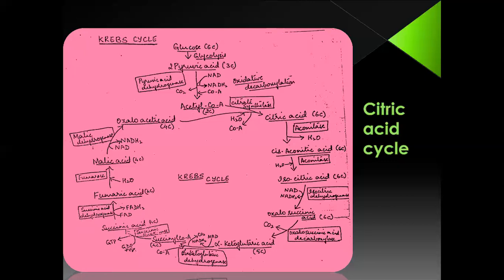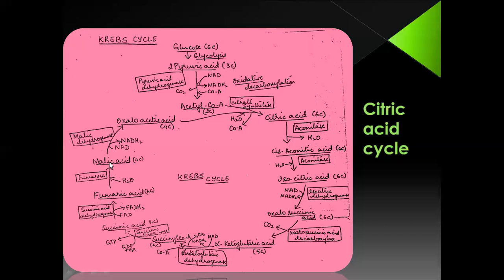a 4-carbon carboxylic acid. Now this fumaric acid, here you can see the arrow is inward. So the water molecule is being added during the process. Upon addition, the fumaric acid in the presence of enzyme fumarase gets converted to malic acid. So it is a hydration process.